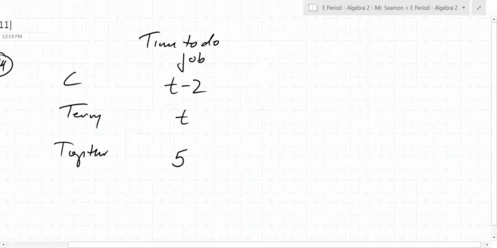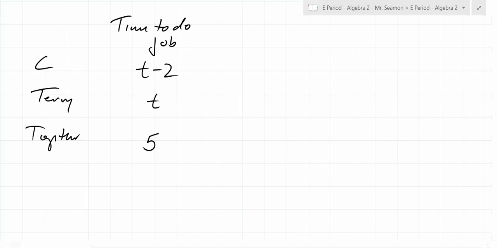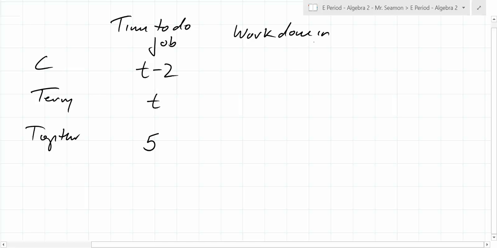Okay, so what's the next column I have to put in? Those of you that have, we've done this in class, we've done these several times. We did them last month, we did them last week. What's the next column I should put in? Work done in 1 hour.